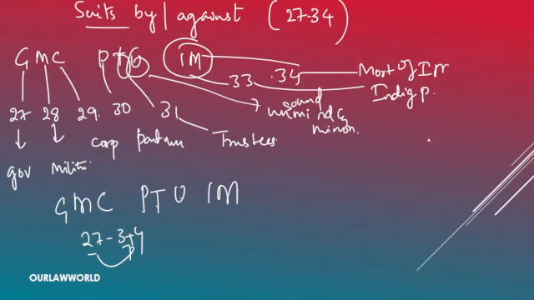The other set of orders which you need to remember in one place is order 26 and order 40, where these two orders speak about appointments.